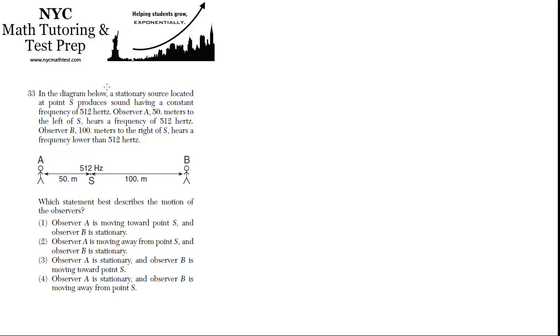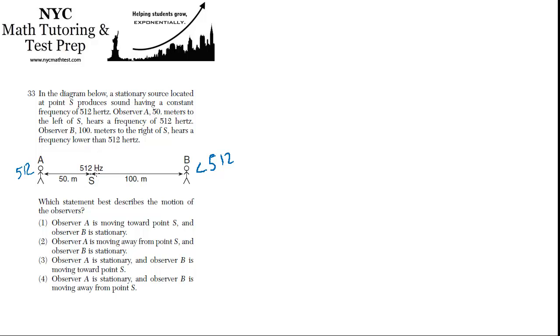33. In the diagram below, a stationary source located at point S produces sound having a constant frequency of 512 Hz. Observer A, 50 meters to the left of S, hears a frequency of 512 Hz. Observer B, 100 meters to the right of S, hears a frequency lower than 512 Hz. So this guy receives the actual frequency of 512, and this guy gets something lower than 512.